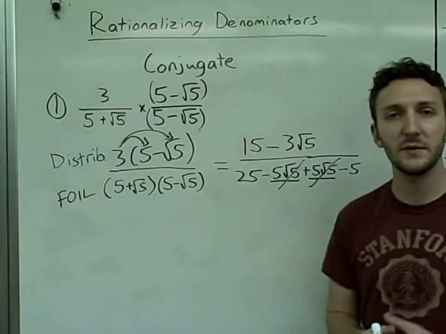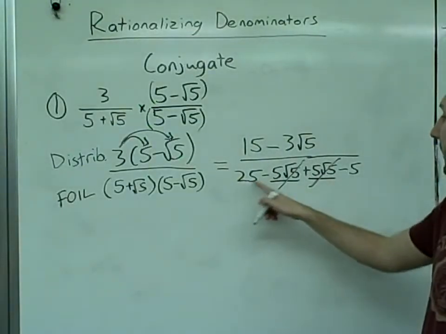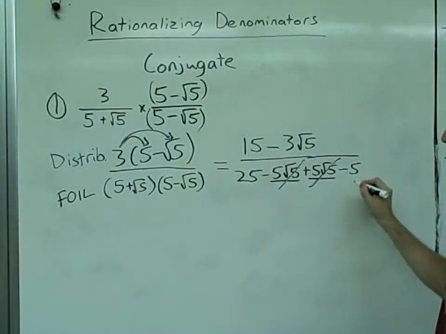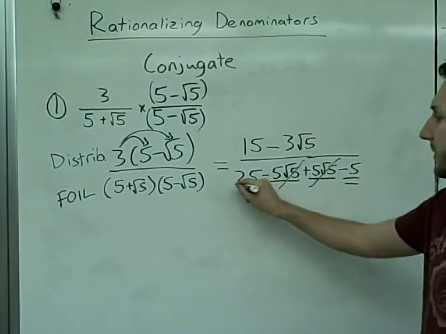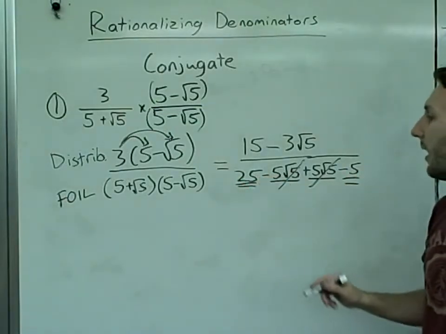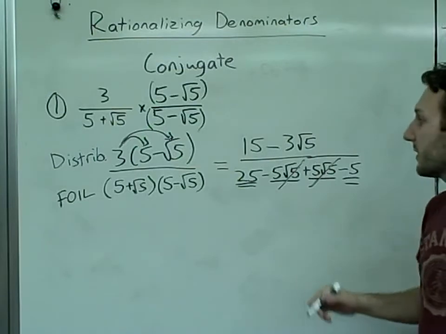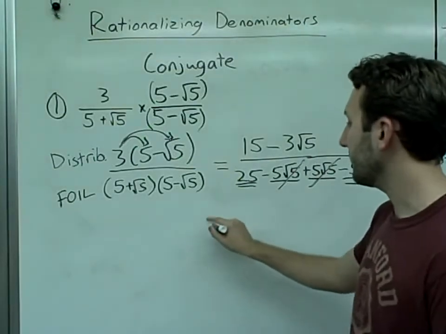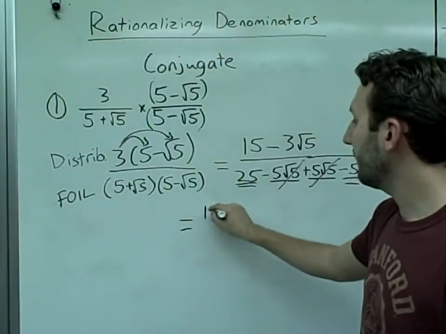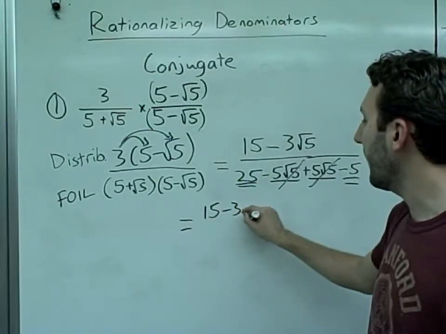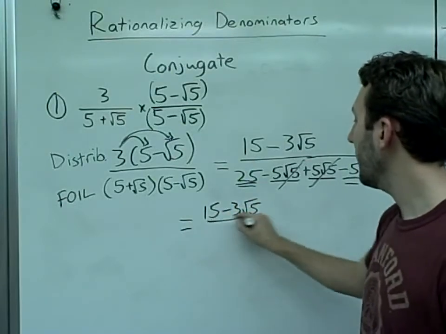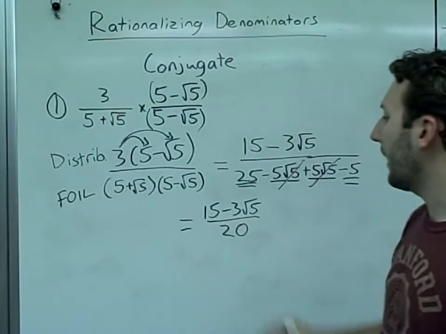Because a negative and a positive together will cancel out. So you're left with 25 minus 5. This is your other set of like terms. And 25 minus 5 is 20. So you end up with, as your final answer, you still have your 15 minus 3 radical 5 on the top. And now you have 20 on the bottom.